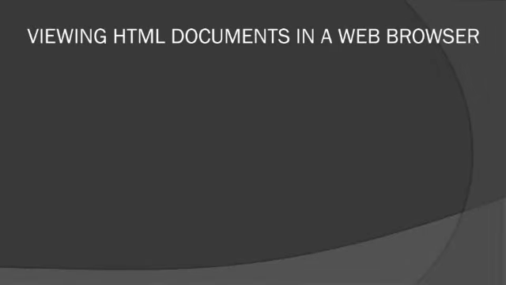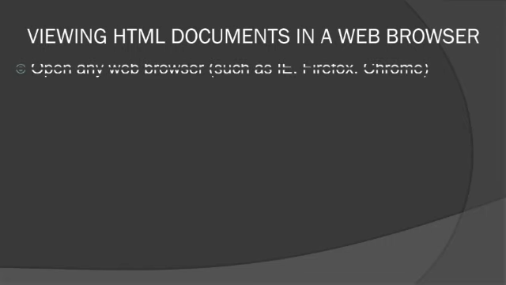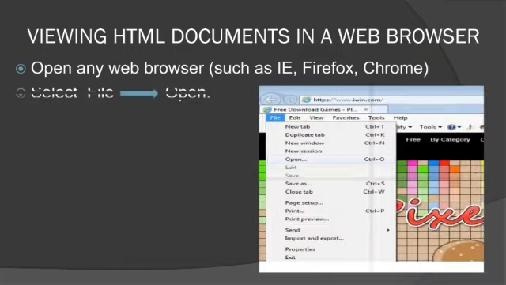Now let's see how to view an HTML document in a web browser. To view the HTML document in a web browser, the steps are: first of all, you need to open any web browser. Like we'll open the Internet Explorer. You need to click on the file option and then click open.